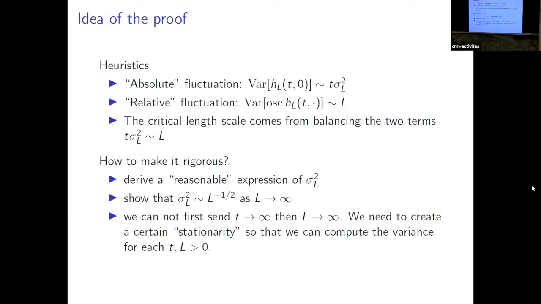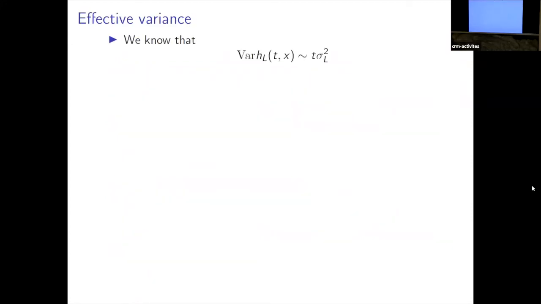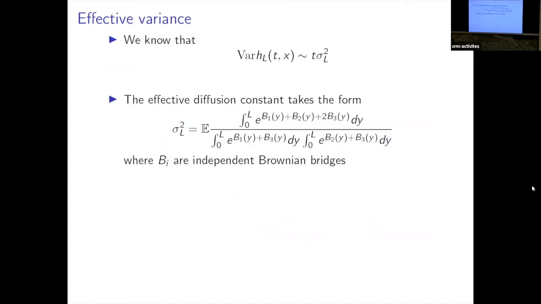But here, t and L go to infinity at the same time, so you cannot send t to infinity first, then L to infinity. So you prove a decay type of stationarity so that you can compute the variance for fixed t and L. Let me go back to the formula for the sigma square. That's sigma square. B1, B2, B3 are independent boundary bridges. You can imagine why the boundary bridge should show up, because that's the invariant measure, and that's sigma square. At the beginning, we saw that it only involves the boundary bridge, and you should know everything about the boundary bridge. But this turns out to be hard.